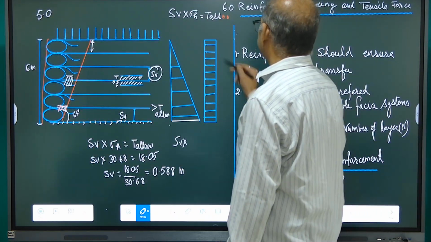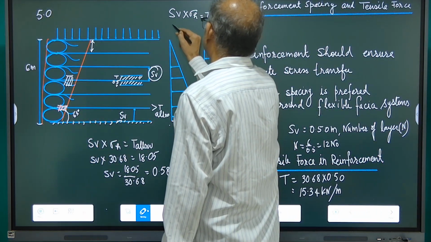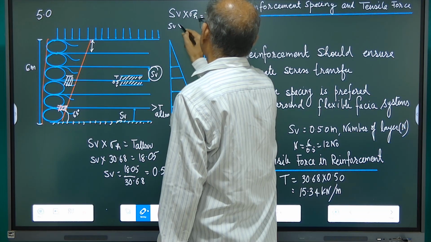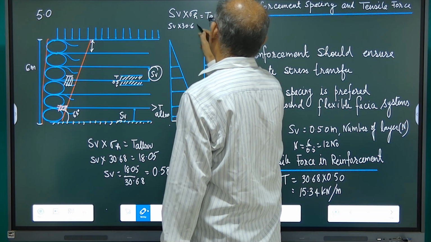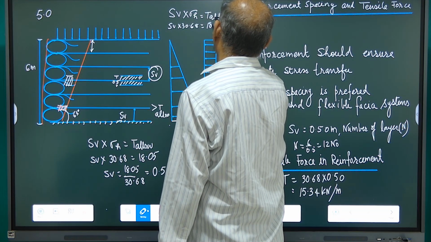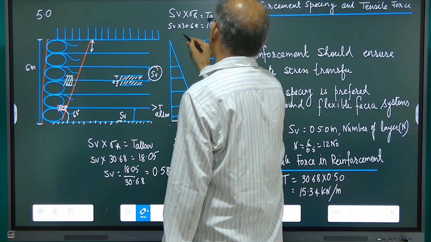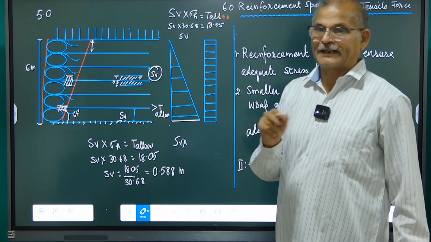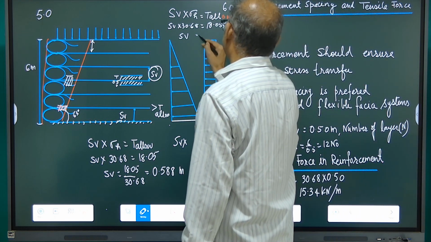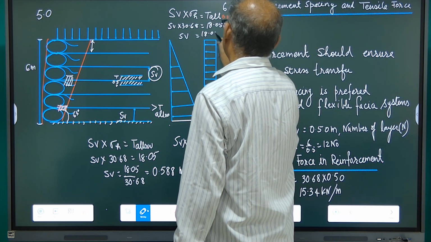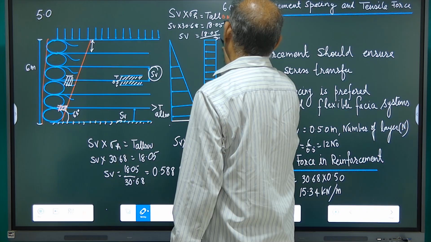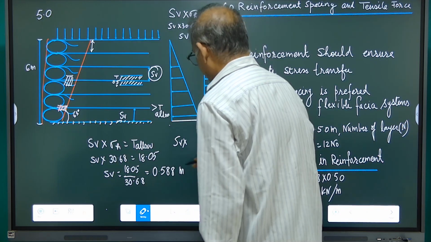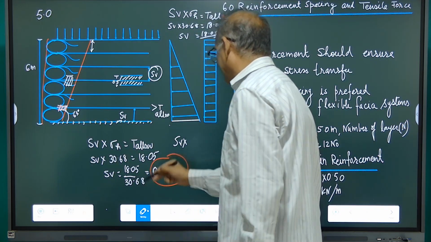So at this layer SB is equal to 30.68 and allowable we determined 18.05. We can find out the vertical spacing between the geotextile layers. So SB will be 18.05 divided by 30.68, which is nothing but 0.588 meter.